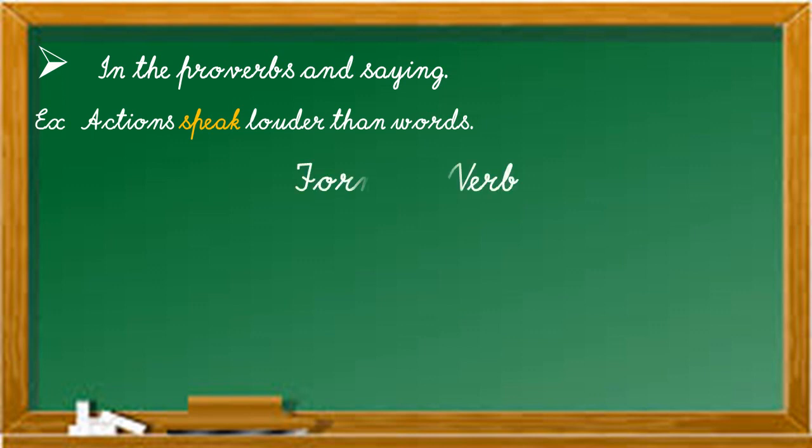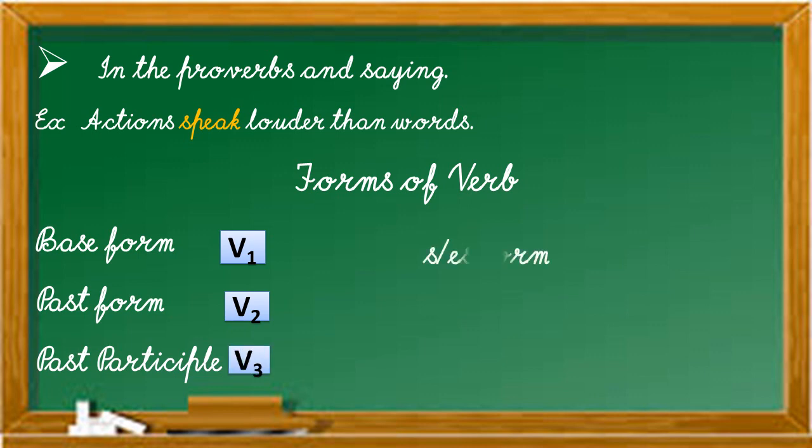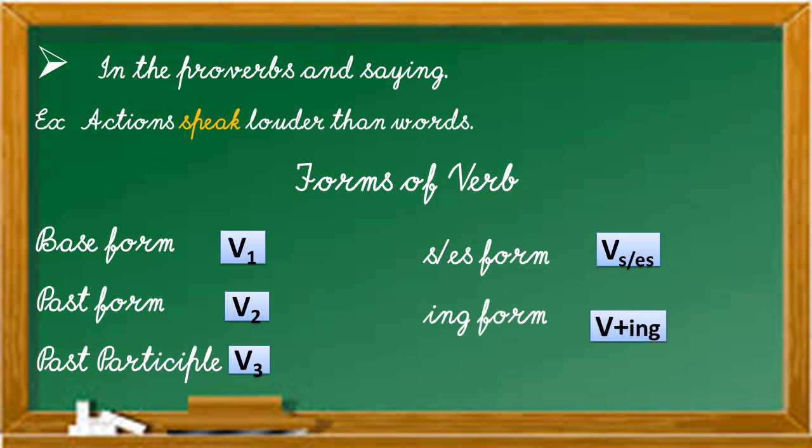Now let's quickly revise the forms of verb. Verbs are mainly divided into 5 forms, which are base form, we will denote it as V1. Past form, we will denote it as V2. Past participle form denoted as V3. S or ES form denoted as verb plus S or ES. ING form denoted as verb plus ING.